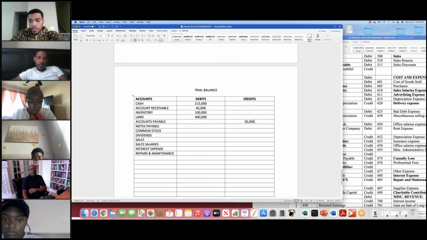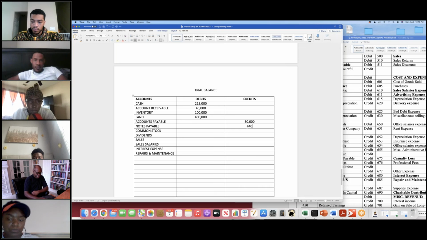So notice that the cash, receivables, inventory, land, they're all debits. Only one number, the balance, is a debit. Accounts payable is 50. What's notes payable? I credited 440,000, if I'm not mistaken. I'll take your word for it. Common stock. Common stock got debited 50,000. I hope you didn't debit 50,000. I mean credited 50,000. I'm sorry.